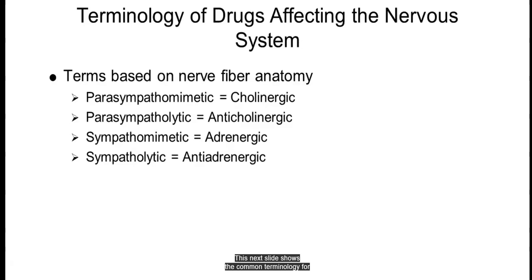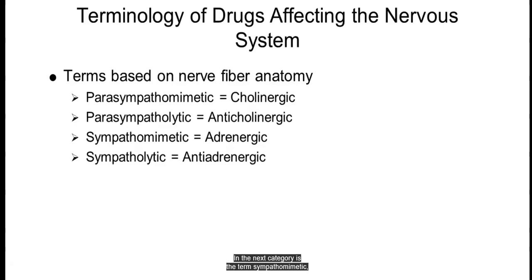This next slide shows the common terminology for drugs related to both of these branches. First, we have the term parasympathomimetic. The term mimetic means to mimic, and therefore medications that are parasympathomimetic mimic the responses of the parasympathetic system. They are also called cholinergic drugs because of the neurotransmitter acetylcholine. Next, we have parasympatholytics. The term lytic means to go against, and drugs in this category go against the parasympathetic side. They are also referred to as anticholinergics, anti meaning against.